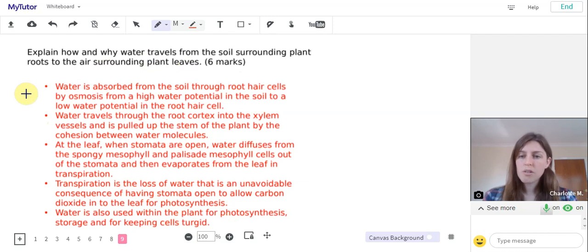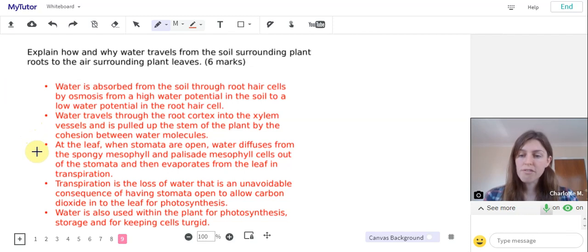So firstly, water is absorbed from the soil through root hair cells by osmosis from a high water potential in the soil to a low water potential in the root hair cell. Next, water travels through the root cortex into the xylem vessels and is pulled up the stem of the plant by the cohesion between water molecules.